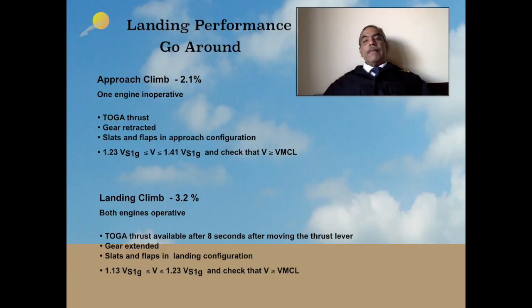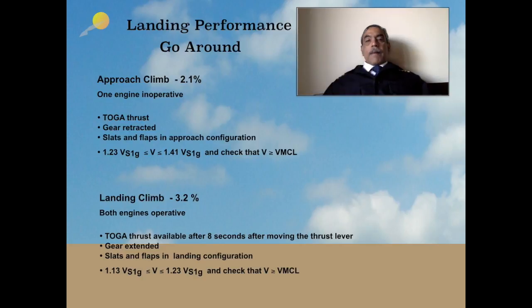VMCL is the minimum climb limit speed. That means the aircraft has to maintain a single engine. If it has to go around and execute a missed approach procedure, this is the minimum speed to which the aircraft can fly. That is called the VMCL, minimum climb limit speed. The rest of it is all familiar, so we will not dwell too much. This is all simple definitions.